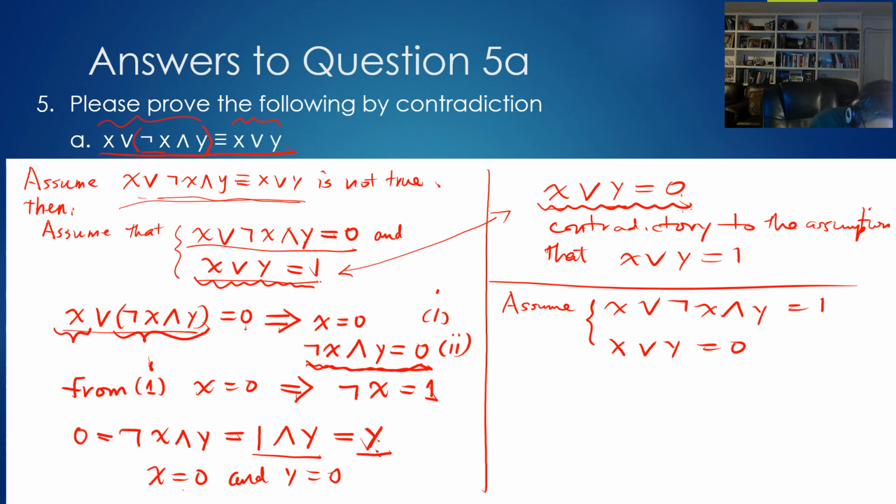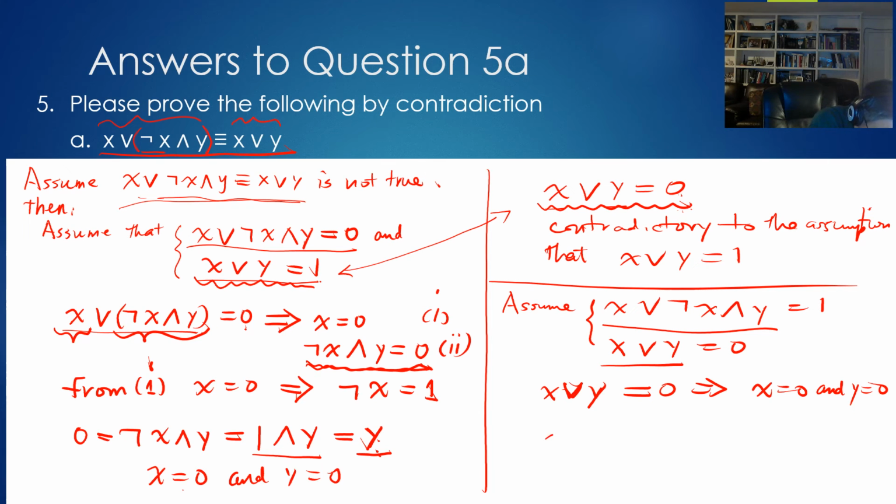Why? Because of this assumption, because x or y equals 0, that means x must be 0 and y must be 0. Why? Because of the definition of the OR operation, right? This is an OR operation. So the only chance that x or y equals 0 is x equals 0 and y equals 0. Now, if x is 0 and y is 0, then what do you get?